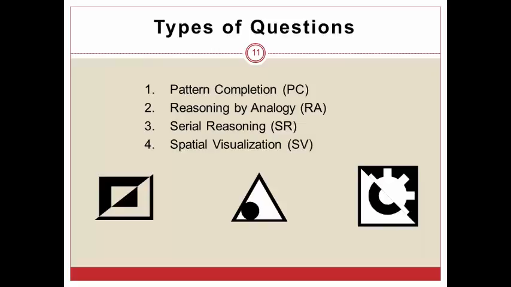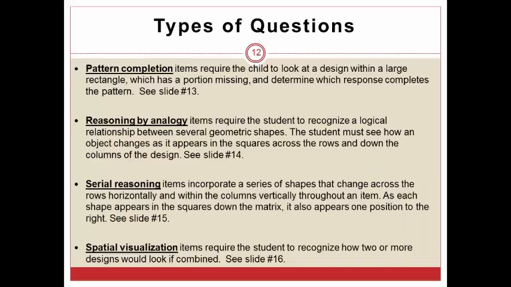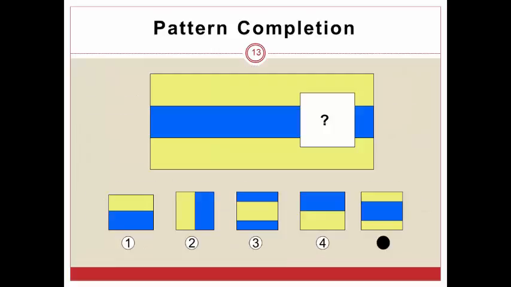There are different types of questions on the NNAT. One is pattern completion, reasoning by analogy, serial reasoning, and spatial visualization. Pattern completion, we will see an example on slide 13. Reasoning by analogy, we'll see on slide 14. Serial reasoning, slide 15, and spatial reasoning, slide 16.